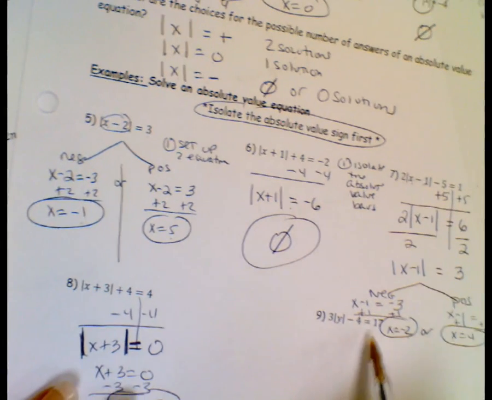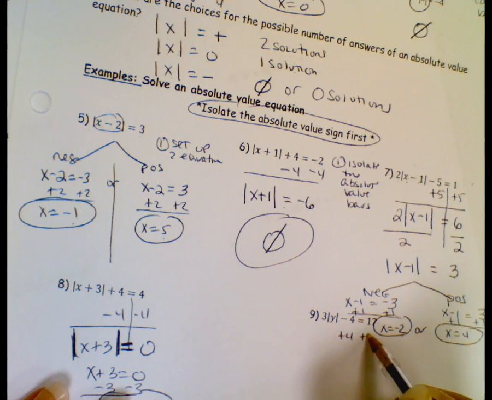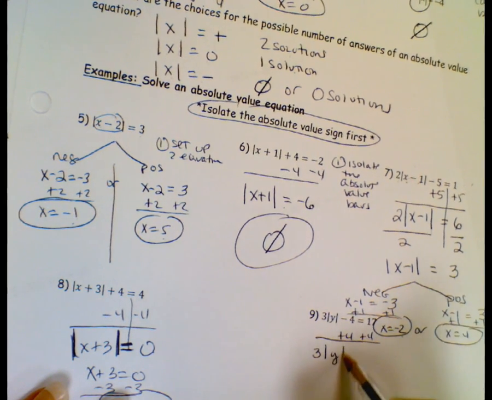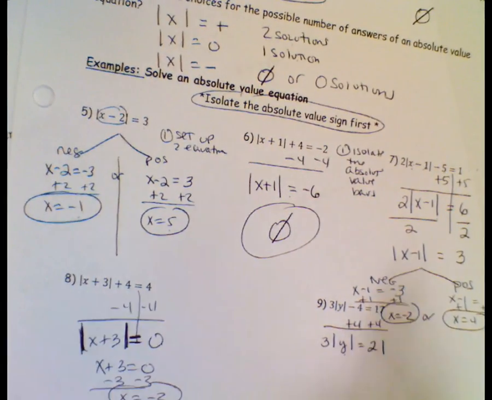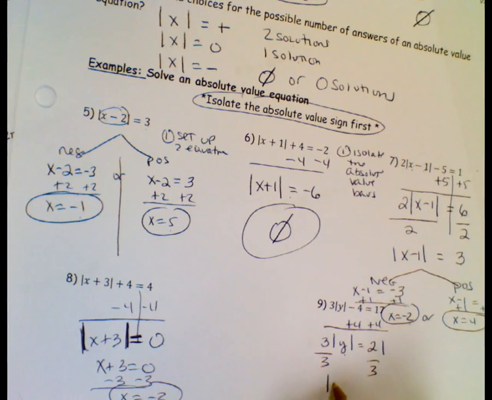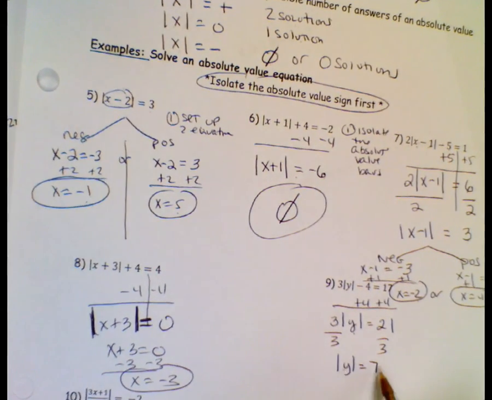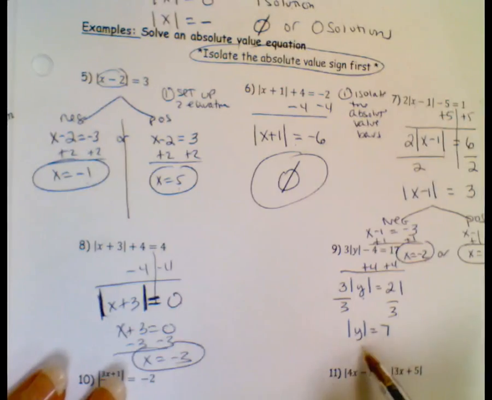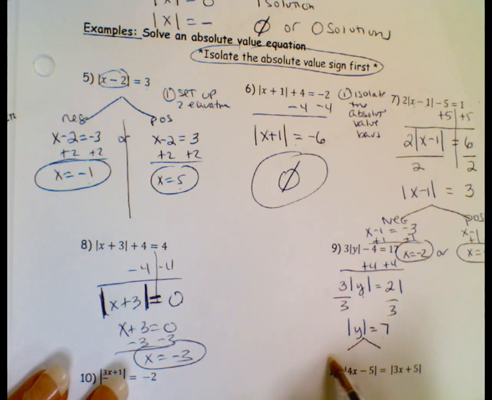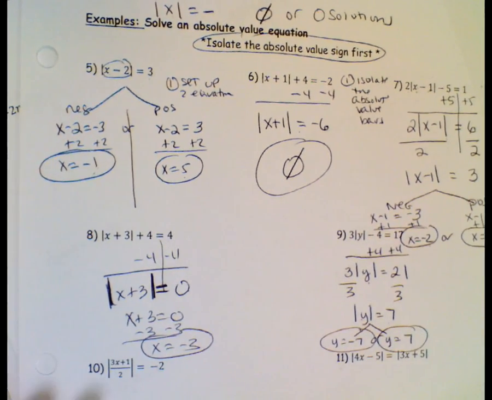So in this problem, are the bars isolated? So I want you to add 4 to both sides. Like that. Are the bars isolated? No. Divide by 3. Absolute value y equals 7. How many answers do you have? If the absolute value bars are equal to a positive number, it means you have 2 solutions. So this is when you get rid of the bars. You set this y equal to negative 7, and then you set it equal to the positive 7. So your answers are negative 7 or 7.